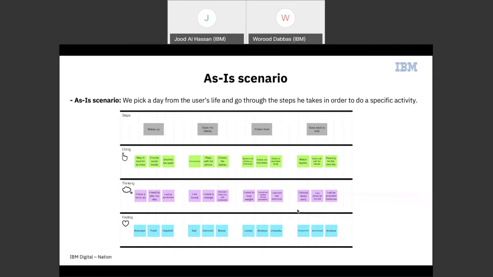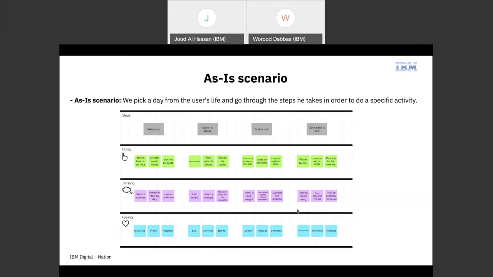The second step, where his actual day starts, he opens his laptop and he starts procrastinating and playing with his phone and closes his laptop because he's getting distracted and so on. What is he thinking? He's thinking he's just bored, he needs a challenge, and he needs to find a way to keep himself motivated. He's feeling sad, depressed, and bored.